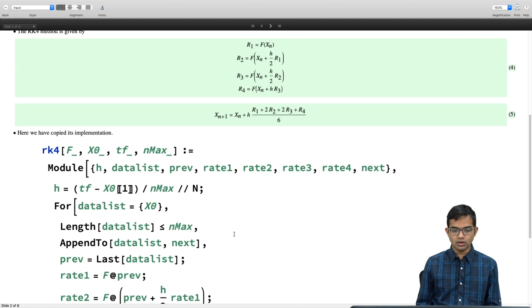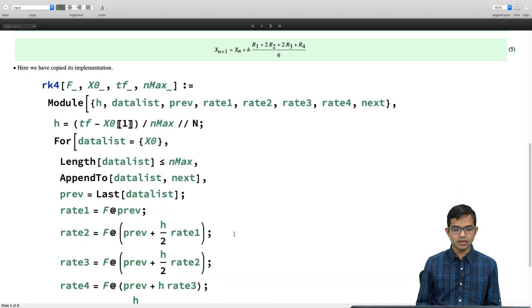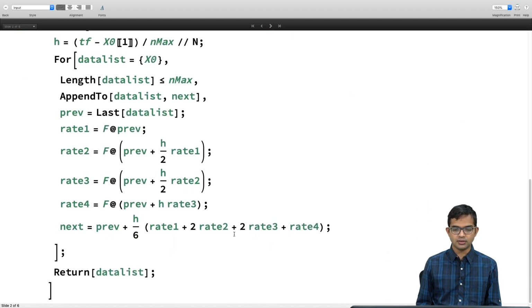Okay, so I'm going to just load this code. So the details of this code you can find in an earlier video. You can go back and check it out if you're interested. For our purposes, we just simply load this code, right?